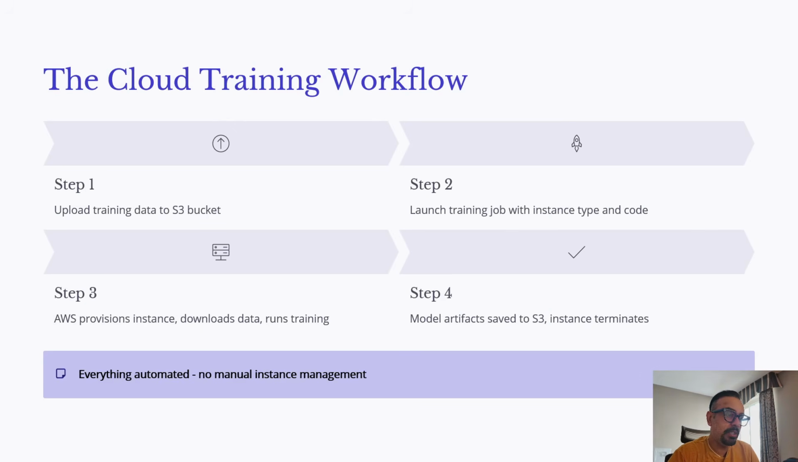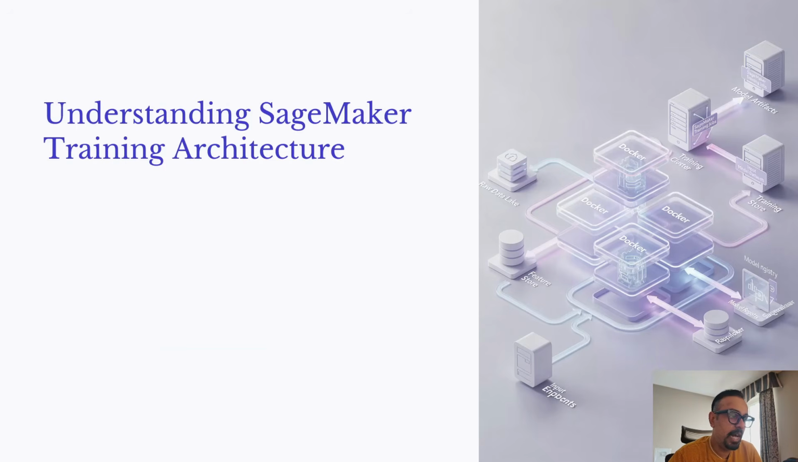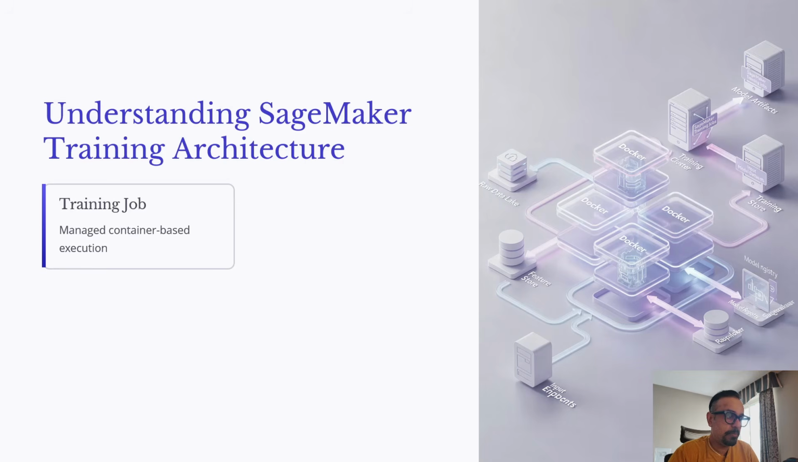Now the entire process is automated. You never manually SSH into the instances, copy files around, or worry about shutting things down. You just submit a training job and AWS is going to orchestrate this entire end-to-end flow that I just showed you. Now let's dive deeper into SageMaker, specifically the orchestration of this training process.